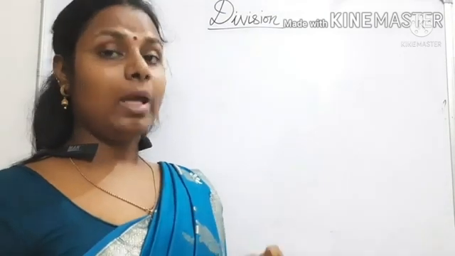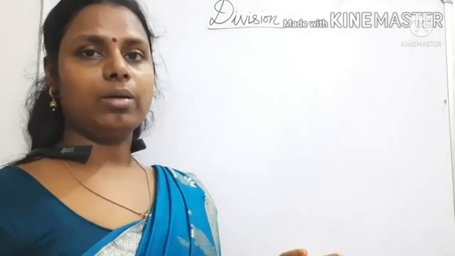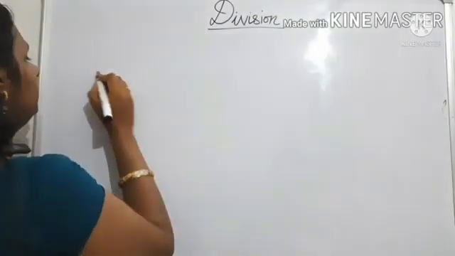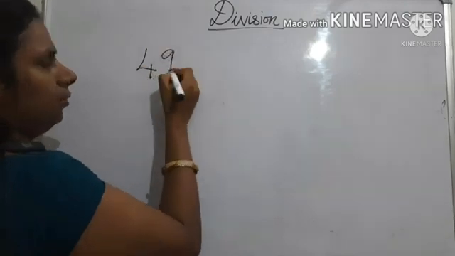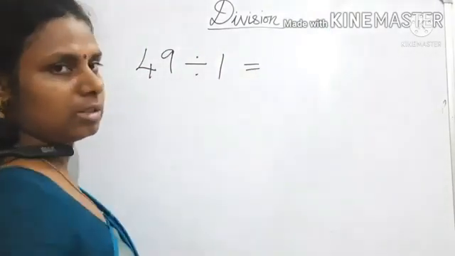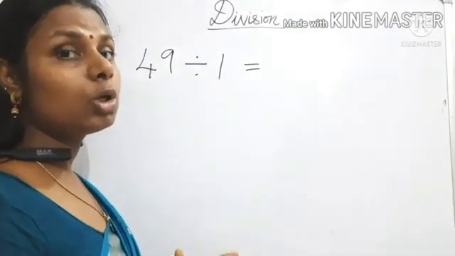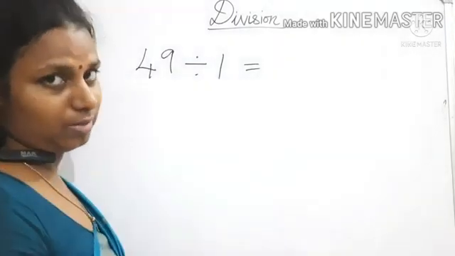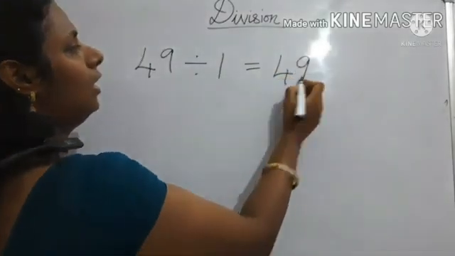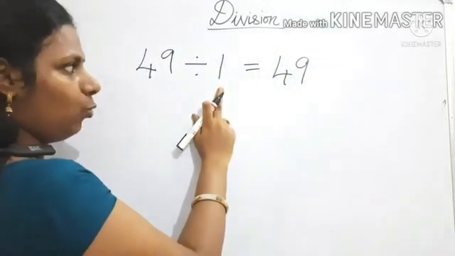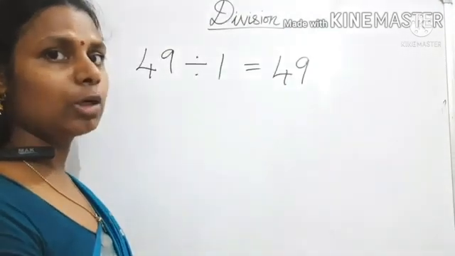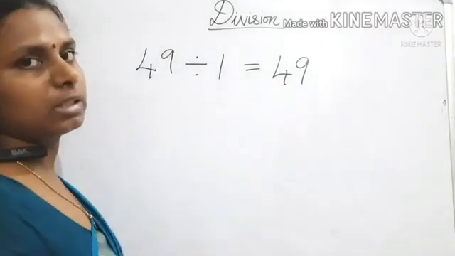That is very simple. Whenever you take any number and divide by 1, for example, let me take 49. Let me divide by 1. What is going to be the quotient? 49 divided by 1. What is going to be the quotient? 49. Whenever you divide any number by 1, the answer is going to be the same number. The quotient is going to be the dividend itself.